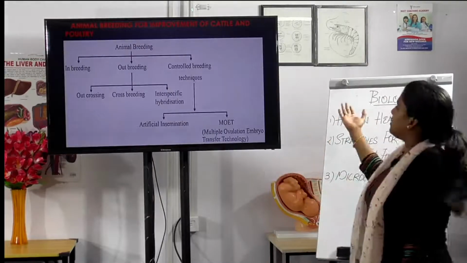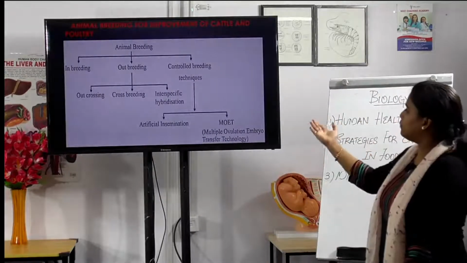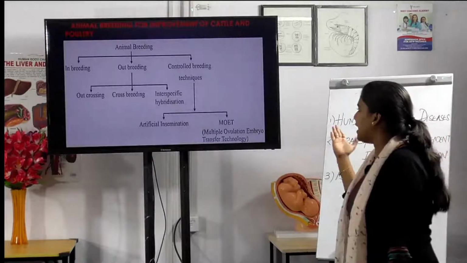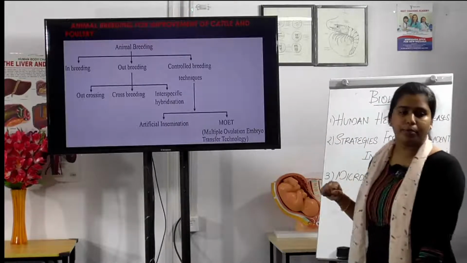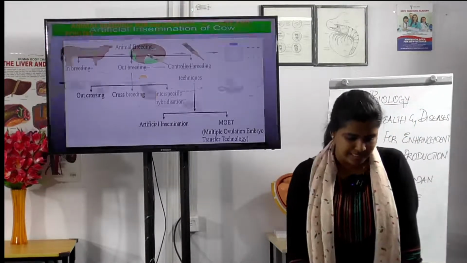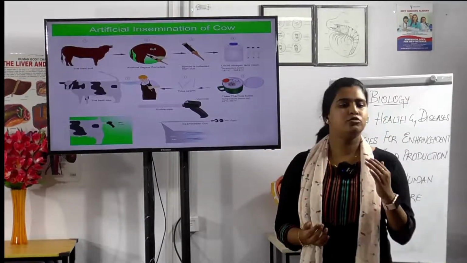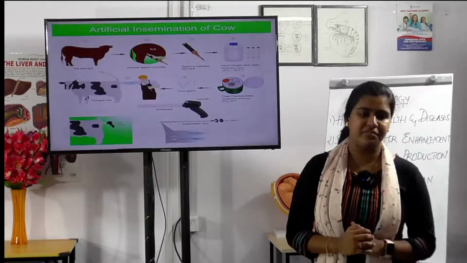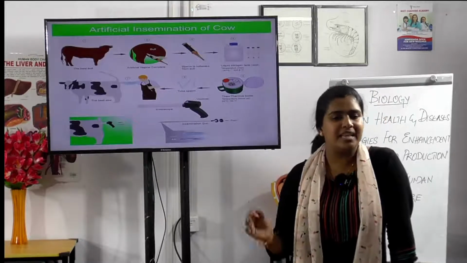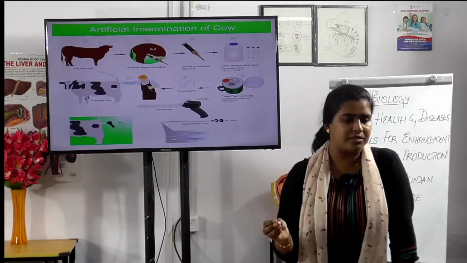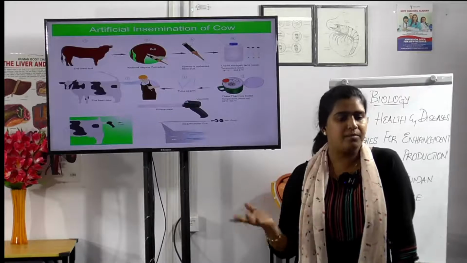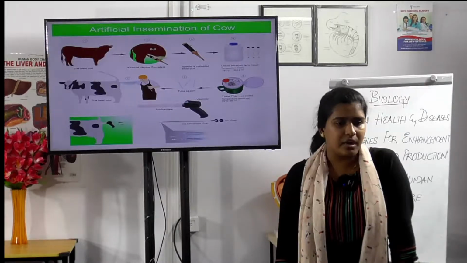Okay, now let us see the controlled breeding techniques, of which there are two types. One is artificial insemination and the other is multiple ovulation embryo transfer technology. Now we will see each one by one. In artificial insemination, they take the semen from a superior male and inject the semen into the reproductive tract of the female cow. Okay.